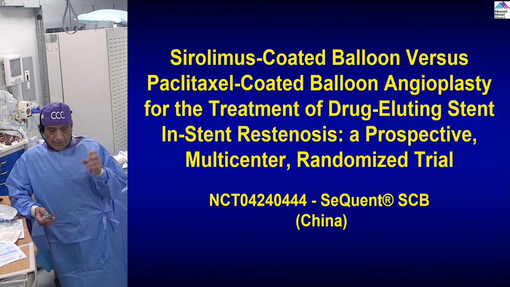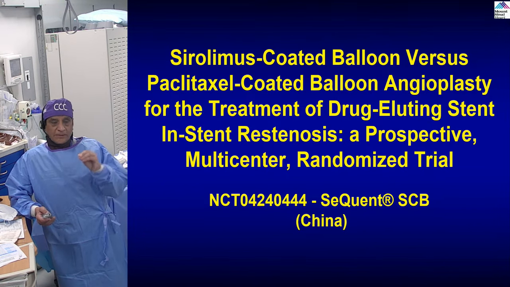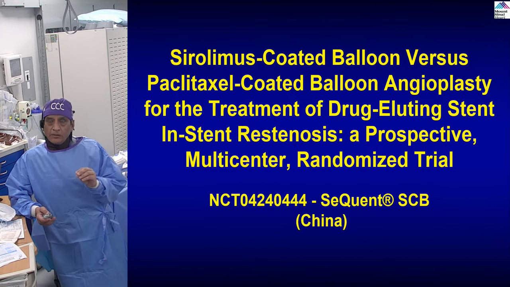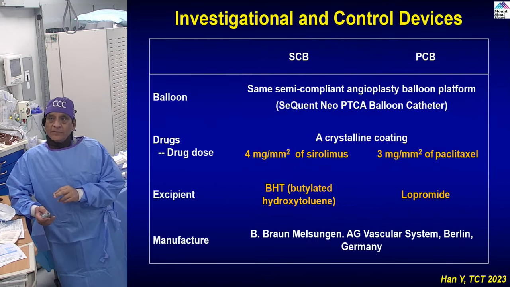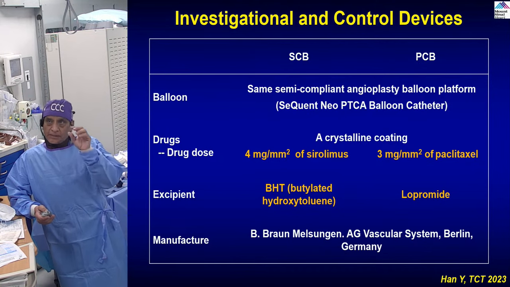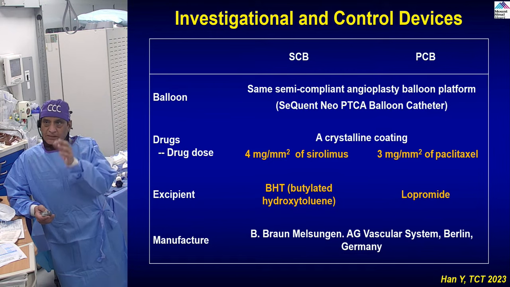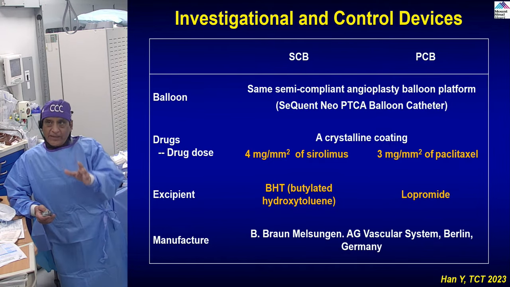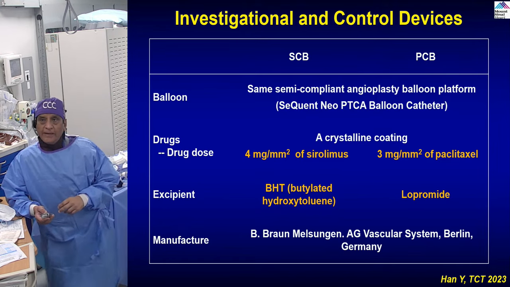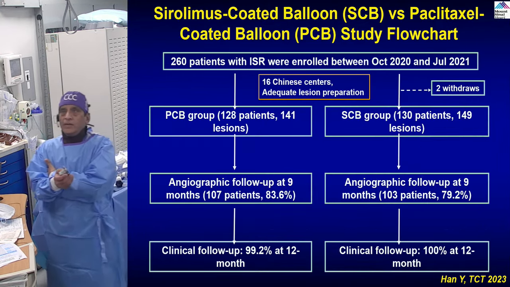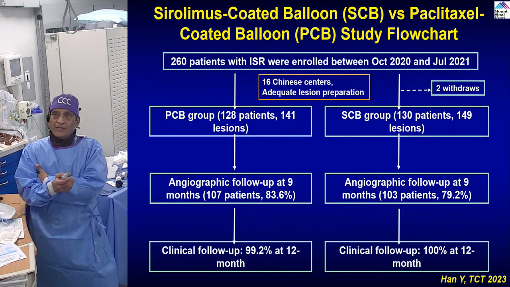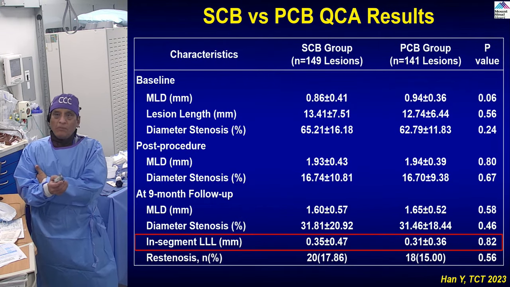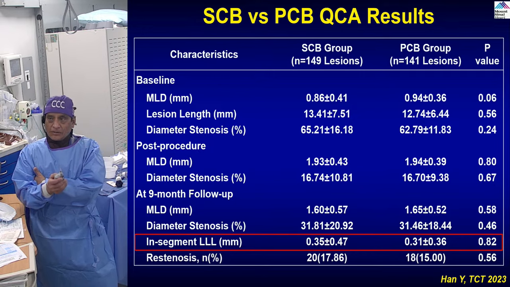Second, you remember, from a drug coating point of view, sirolimus in the early DES trials was superior to paclitaxel in terms of decreasing restenosis and late loss. This is a trial from 16 centers in China with a drug-coated balloon, either sirolimus or paclitaxel. The concentration is shown there, and the excipient from which the drug is slowly released is BHT versus loperamide. It was also presented as a late-breaking trial, with 128 patients in the paclitaxel group and 130 in the sirolimus-coated balloon group. The whole plan was to see what the lumen late loss would be.